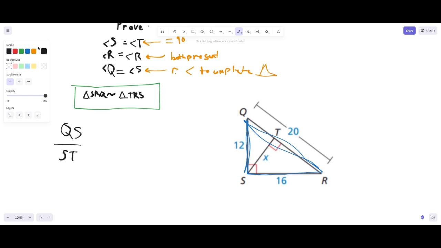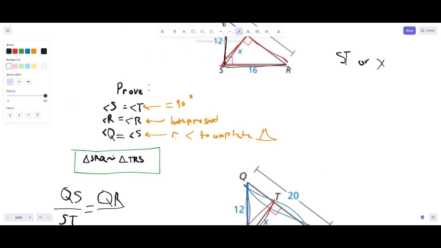So if we look at the smaller triangle now, ST or TS is this value here. All right, so now we're going to write equals and then build another proportion. So we have to start again with the bigger triangle. Let's pick another value. So let's say Q and R. Okay, now we've got to do the same thing at the bottom.